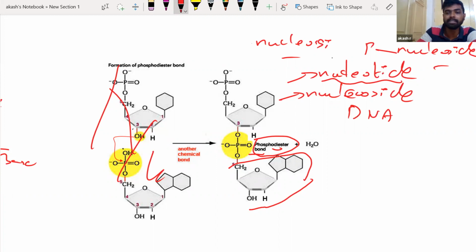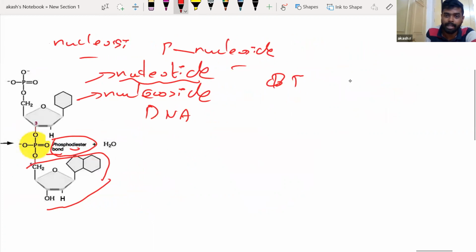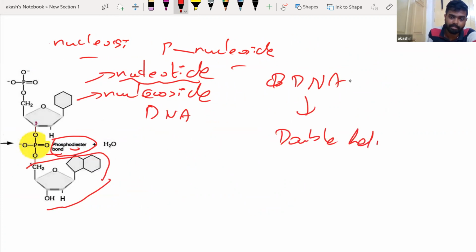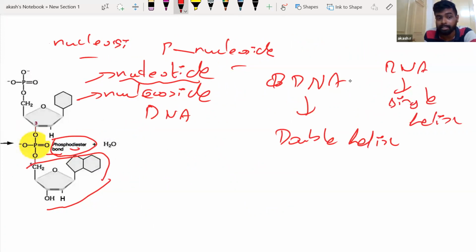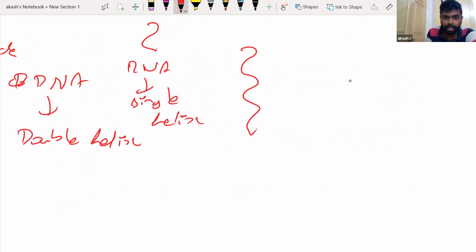Okay, and one last thing I will tell and I will conclude. Please understand that DNA is a double helix, but RNA is a single helix. What do you mean by double helix? RNA single helix means it will be like this, a normal helix, something like this.